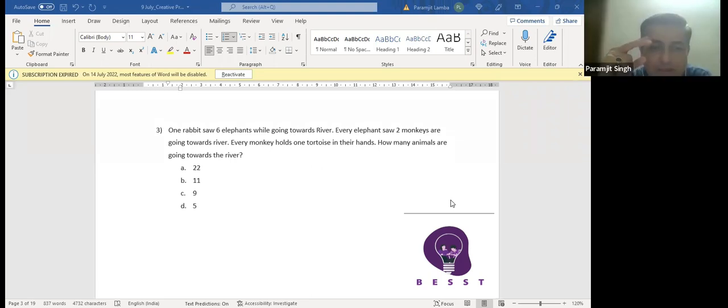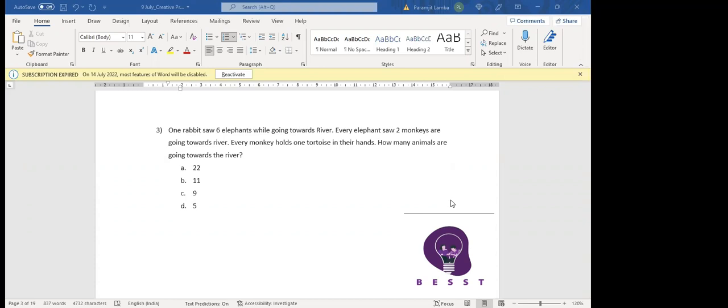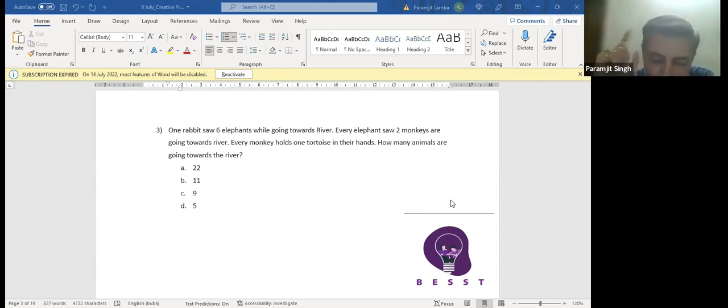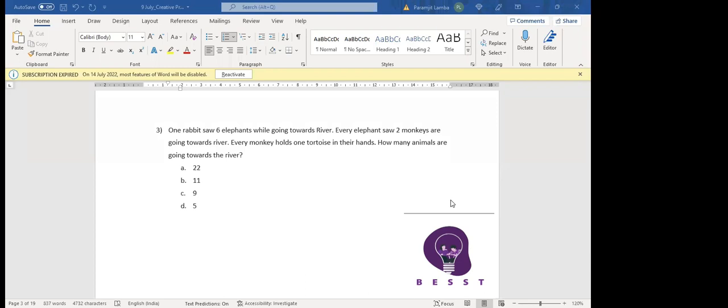There are 2 monkeys going towards the river. Every monkey holds 1 tortoise. So there should be 2 tortoises. Yes sir, but sir, both of them can hold the tortoise with 2 hands. Good, good. Out of the box thinking. Very good. Both monkeys are holding only 1 tortoise, but they're holding them with both hands. That's the logic you're using, right? Yes sir. Very good. Very interesting.